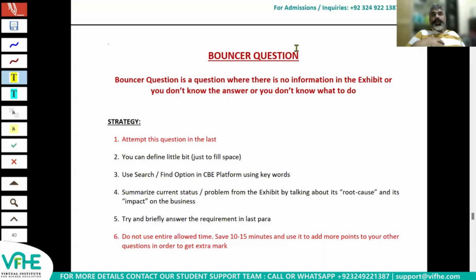It could be that you don't understand the requirement, or there is no information provided in the exhibit or the pre-seen. A bouncer question is normally a question where there is no information available. From where will you draft the answer when there is no exhibit and no information in the pre-seen? It will give you a panic attack. That's a bouncer question.